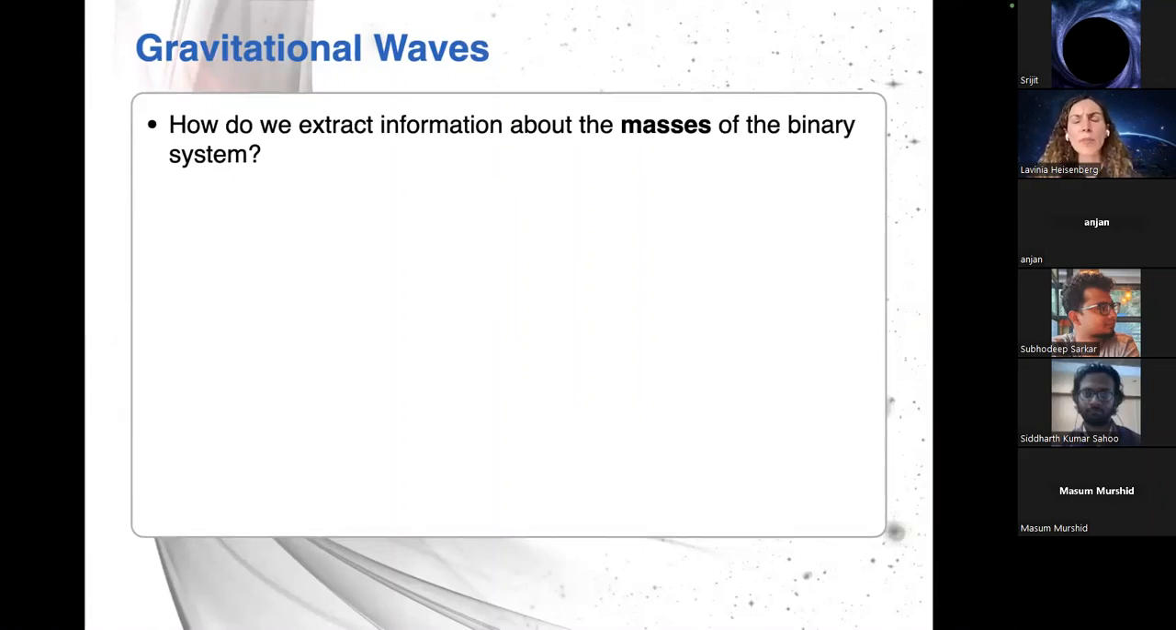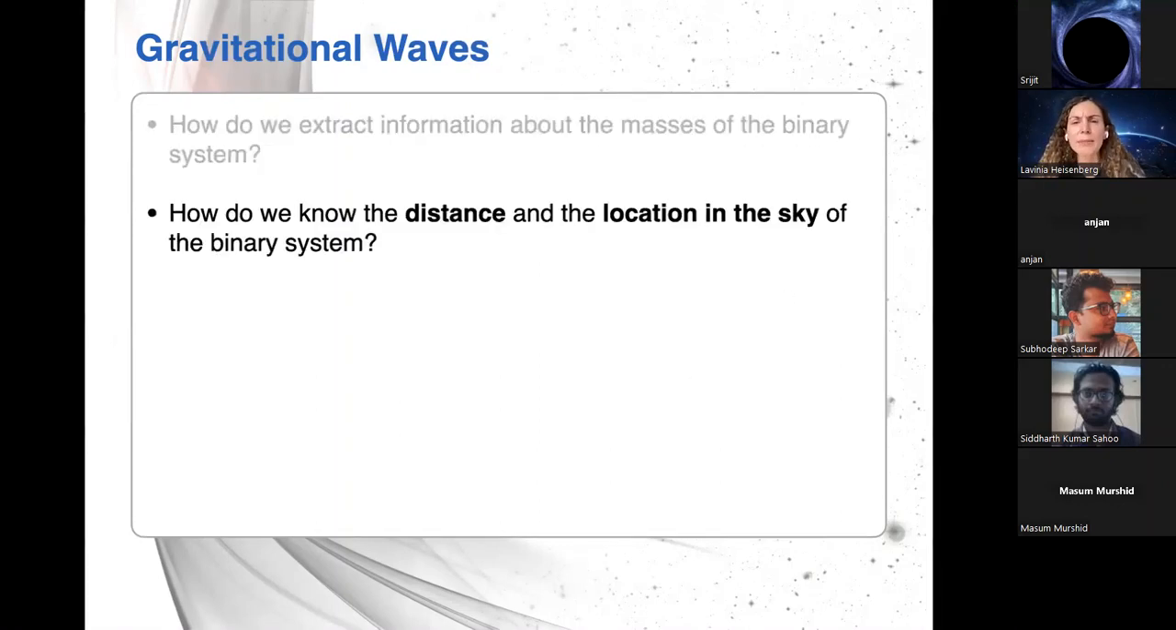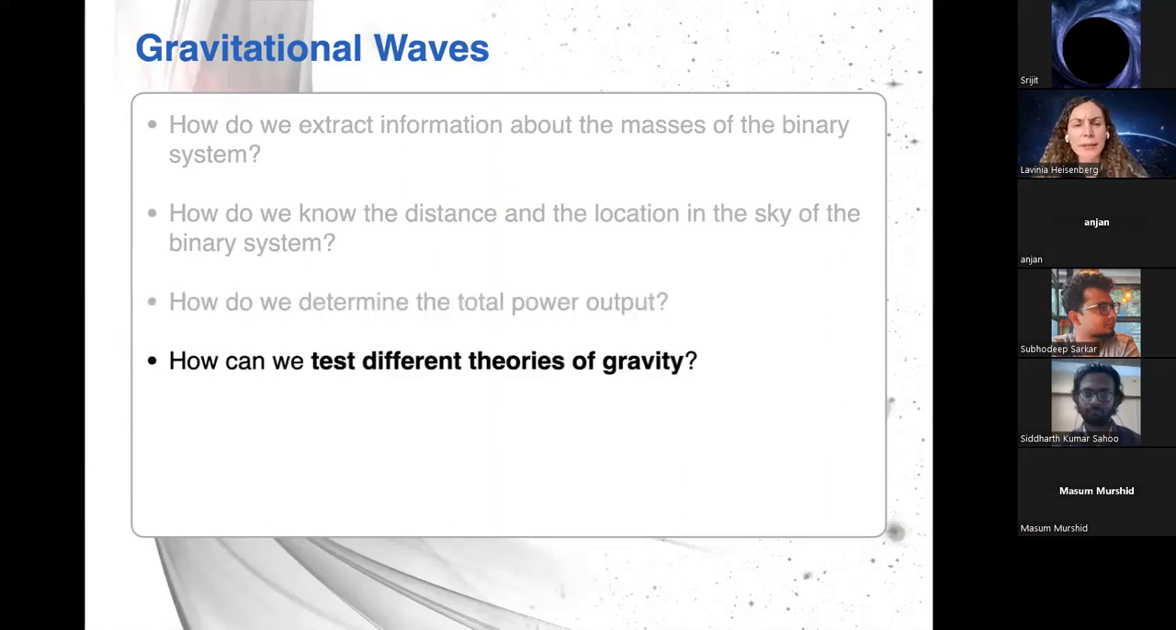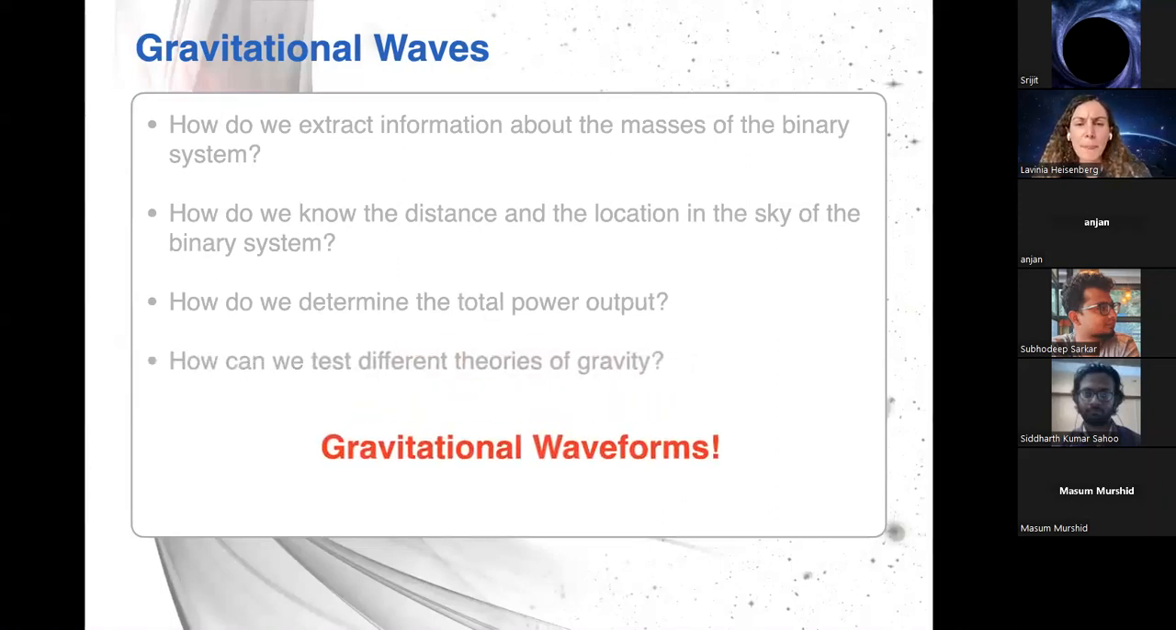And now there are important questions when we observe gravitational waves, like how do we extract information about the masses of the binary system? And how do we know the distance and the location in the sky of the binary system? How do we determine the total power emitted? And how can we test different theories of gravity, if it's GR or something else? And the answer to all these questions is gravitational waveforms.